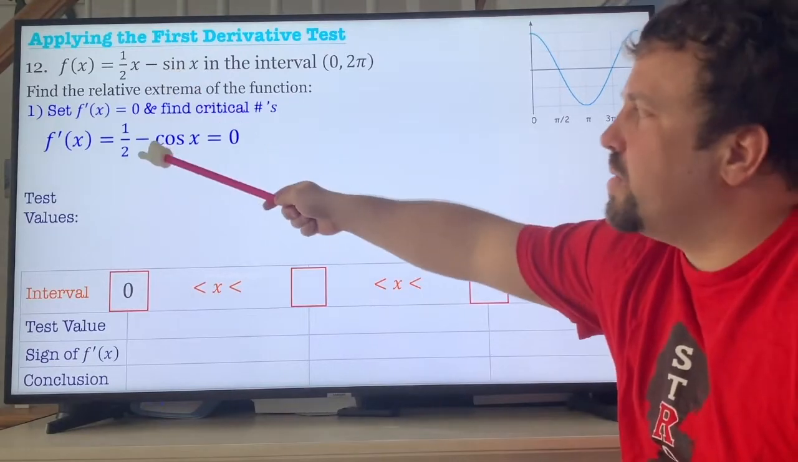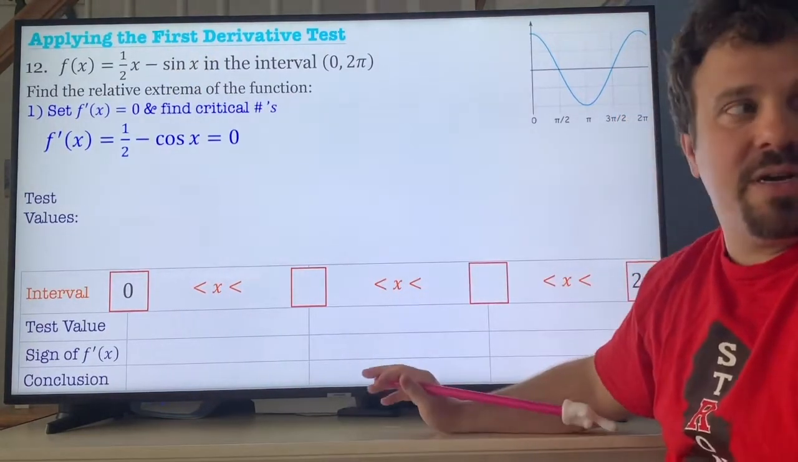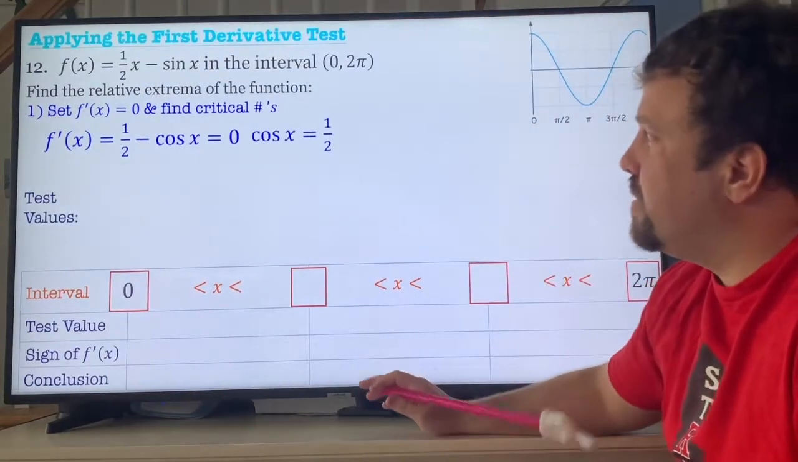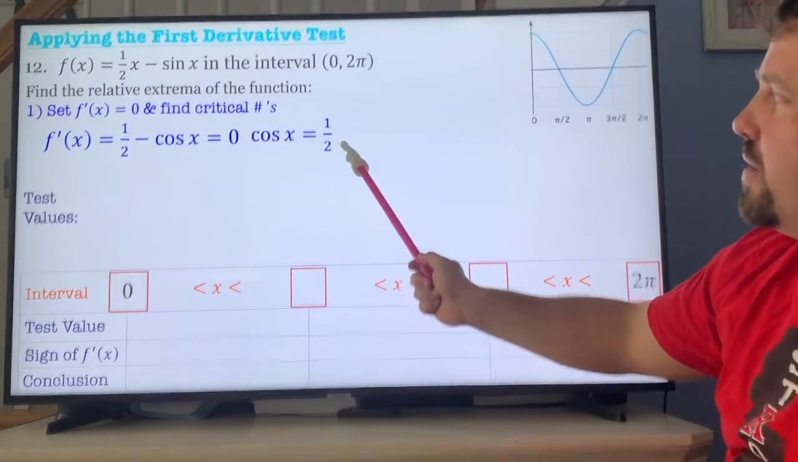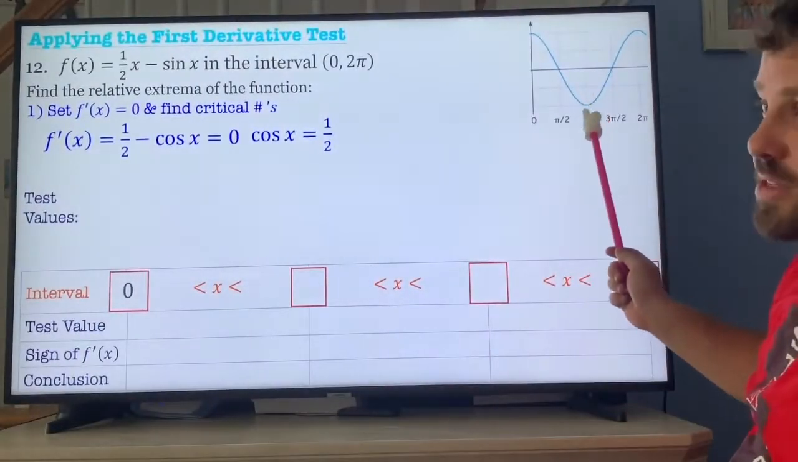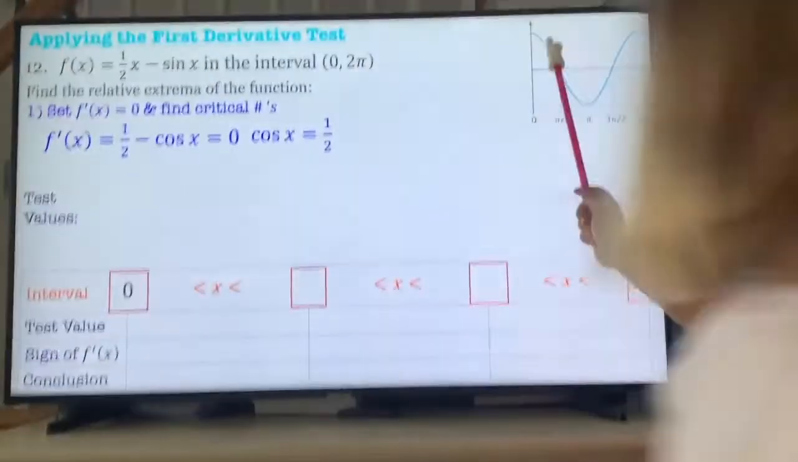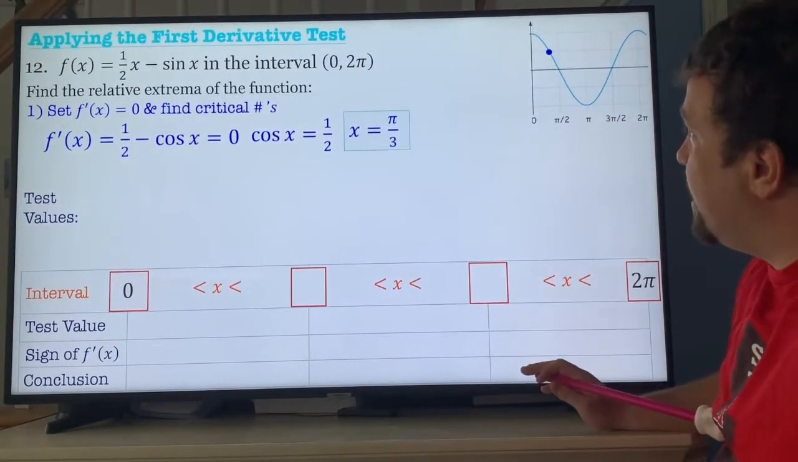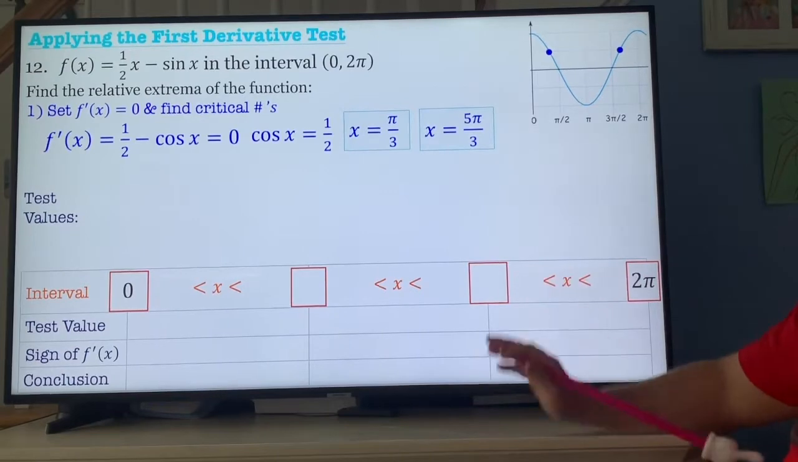Derivative of 1/2 x is 1/2. Derivative of negative sine is minus cosine x. To solve for x, add cosine to both sides. You get cosine x equals 1/2. So when does cosine x equal 1/2? This is the cosine curve. So it equals 1/2 here and here. That's at pi over 3, and that's at 5 pi over 3.